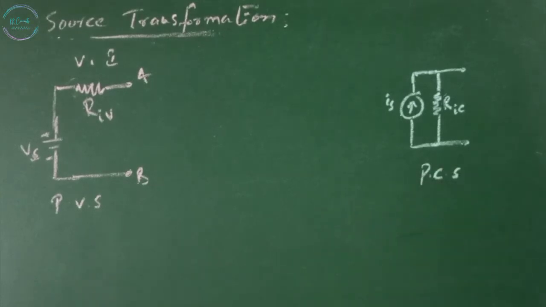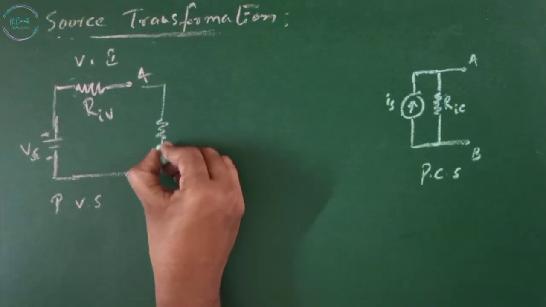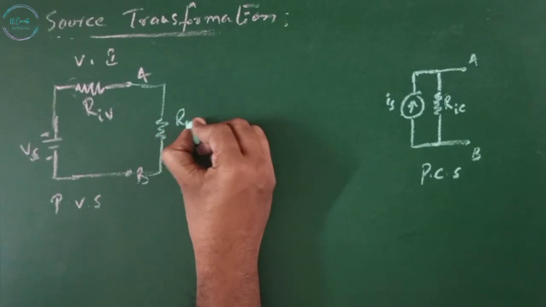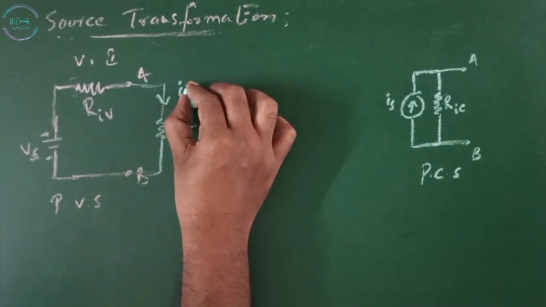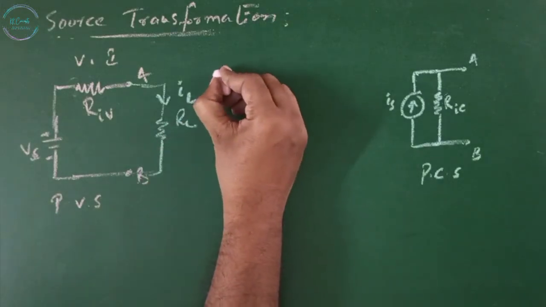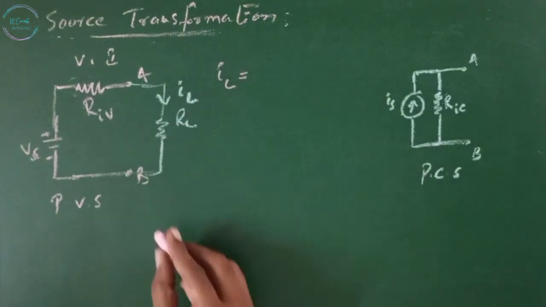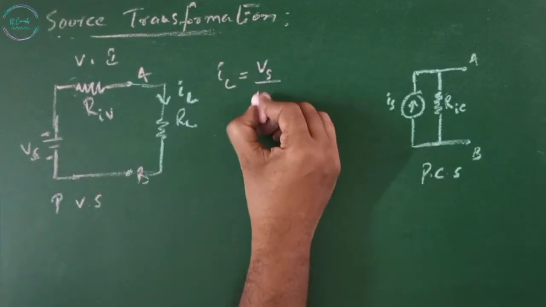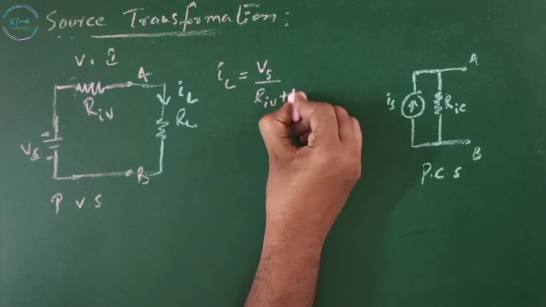We can transfer the practical voltage source into a current source as well as a current source into a voltage source. Let us try to know the relation between these two sources. A load RL is connected between the points A and B. This is my load RL. Then the current is IL. Now the current in this circuit is given by the load current IL equals the source voltage Vs divided by the total resistance, that is RIV plus RL.